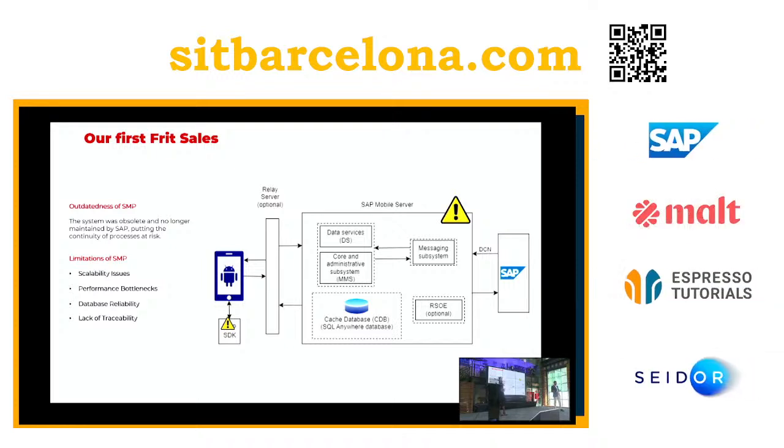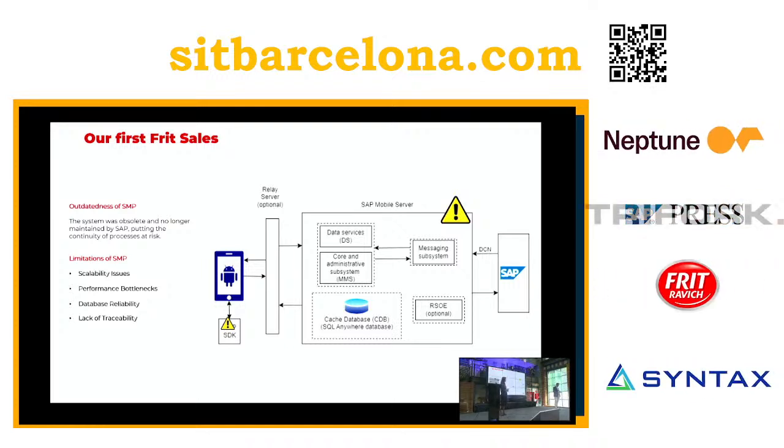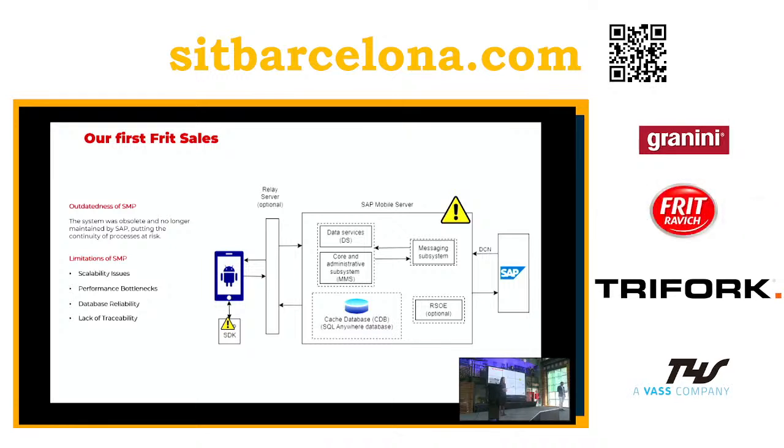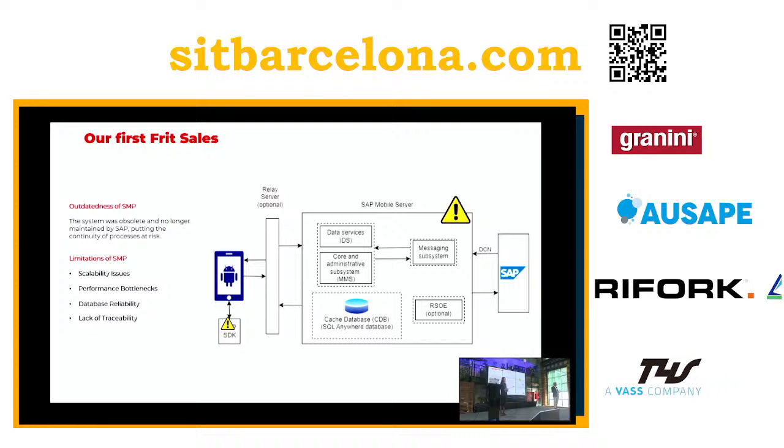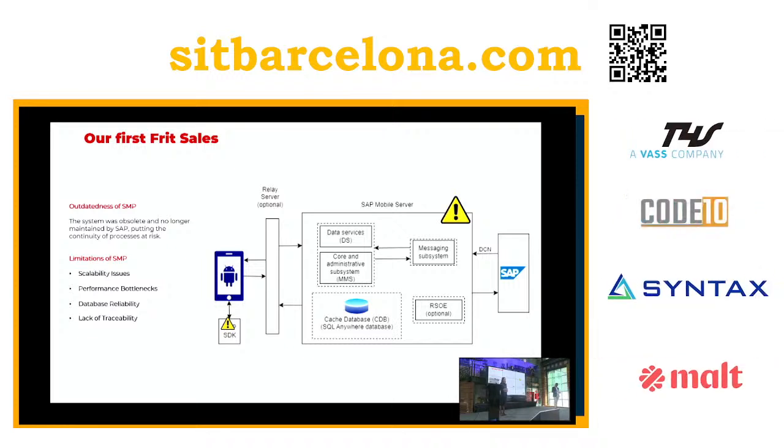The cache database often needed cleanups to function properly, and these interruptions affected our sales team. SMP lacked traceability, making it hard to identify and solve issues. This was made worse by limited documentation and reduced support from SAP.